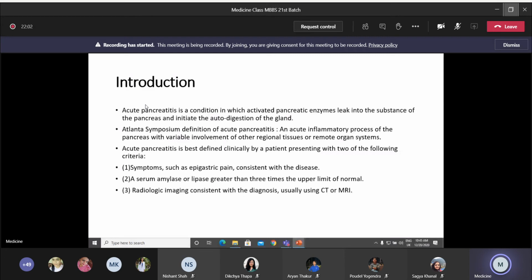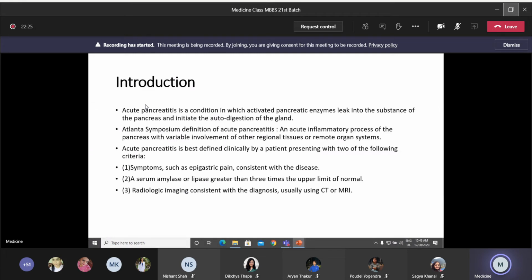One is the Atlanta Symposium definition, and another is the WHO classification. According to the Atlanta Symposium definition, it is the inflammatory process of the pancreas with variable involvement of all the other regional tissues or remote organ systems. It doesn't tell you about the clinical features or the other conditions associated with pancreatitis.